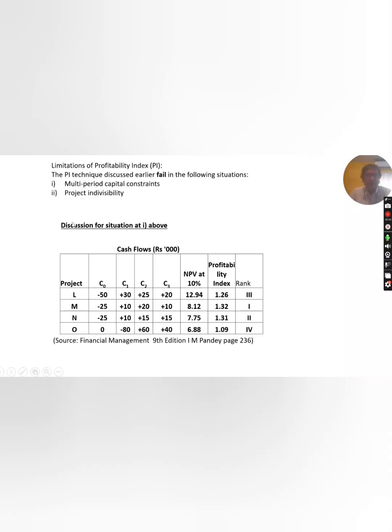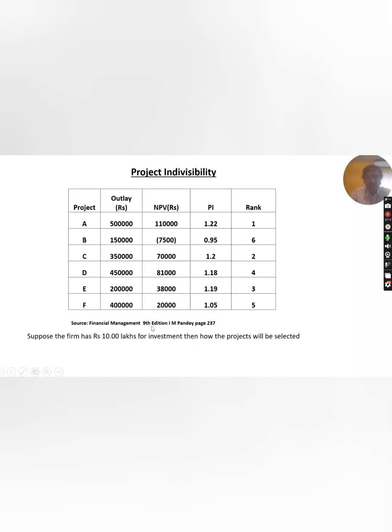Now, another case, project indivisibility. Indivisibility means partial implementation of the project will not give any NPV, no earnings. Only after completion of the whole project will the expected result come. It is not so that if the project is partially implemented, you will get partial result. No, it is not allowed. Then what will happen in this case?